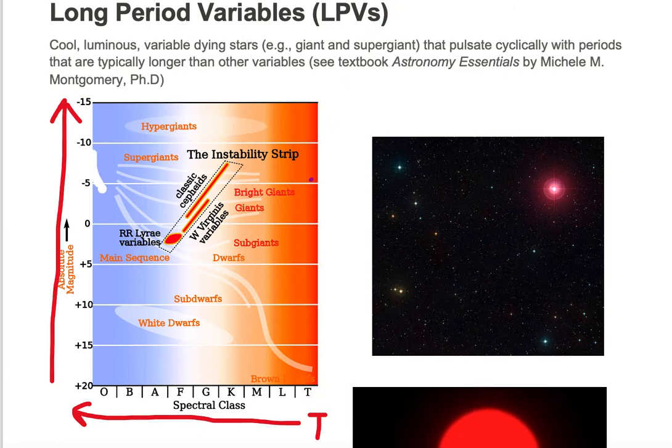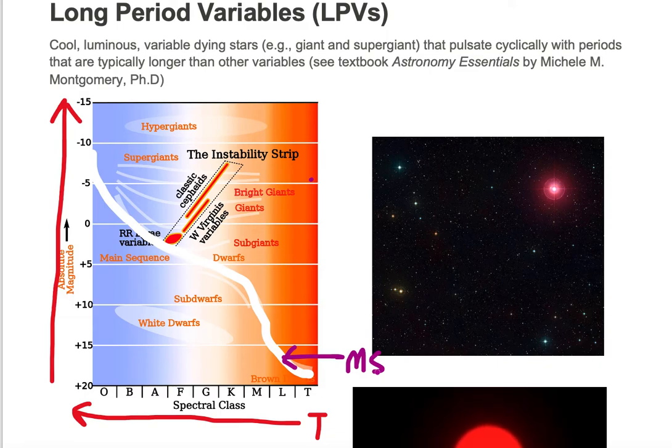On this diagram, we see a diagonal line that runs from upper left to lower right, which is known as the main sequence. I will label this as M sub S. This main sequence is a region that has adult stars, stars that are not changing in size. They're not getting bigger and they're not getting smaller over a short period of time.